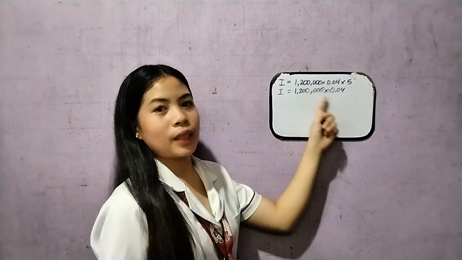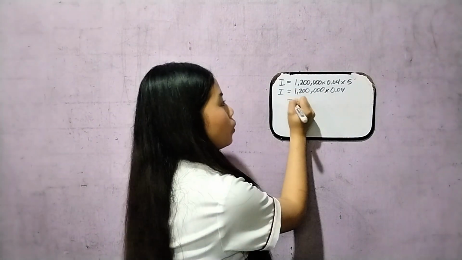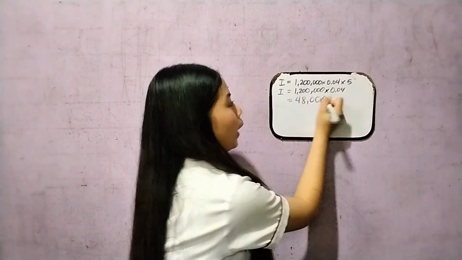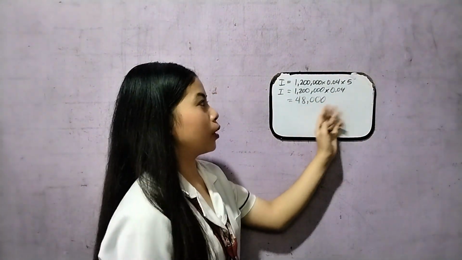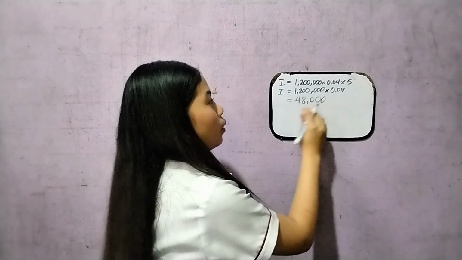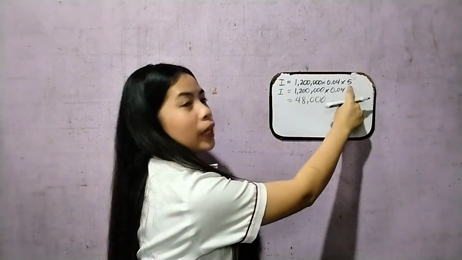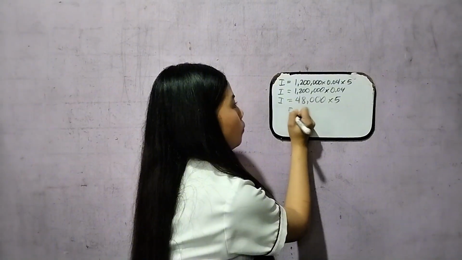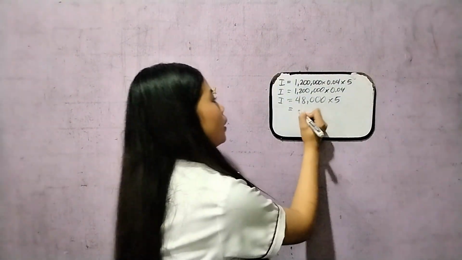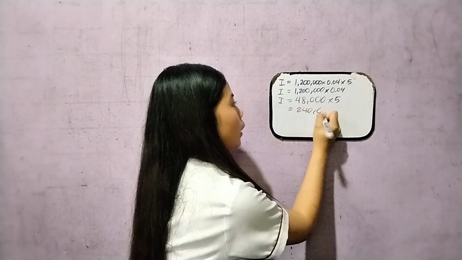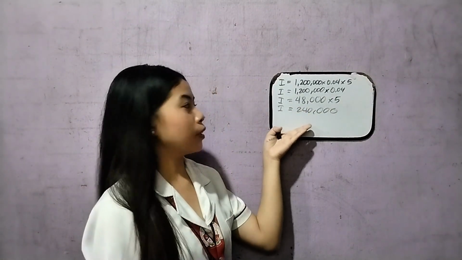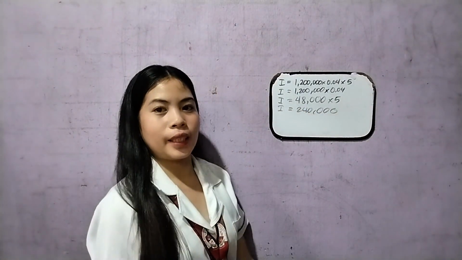And now, 1,200,000 multiplied by 0.04 is equal to 48,000. So, the 48,000, i-multiply natin siya sa 5. Ang magiging sagot is 240,000. So, this is the final answer of simple interest.